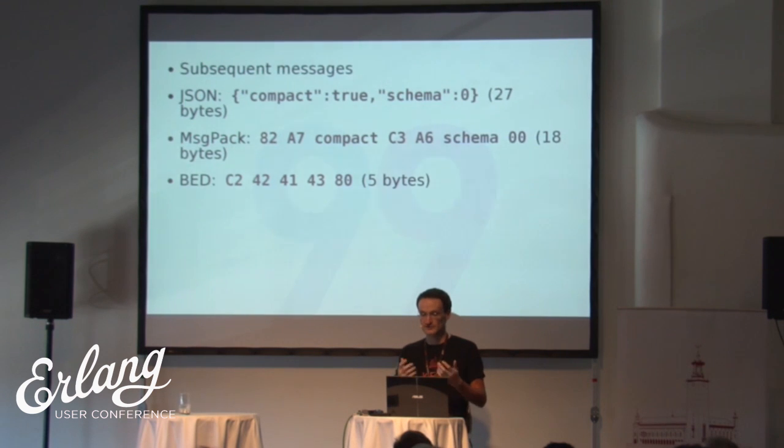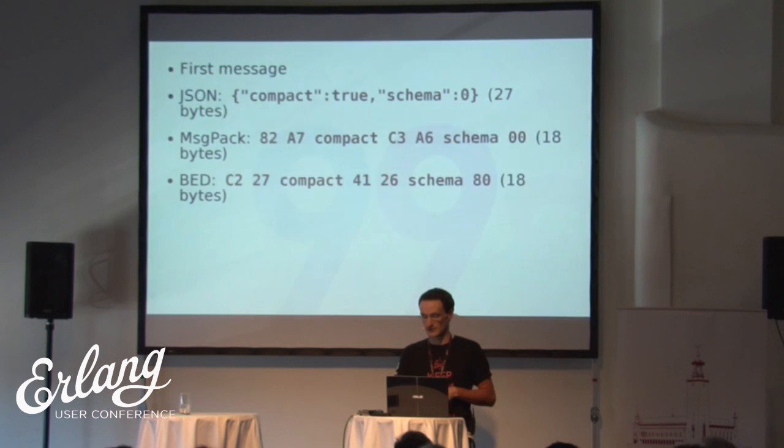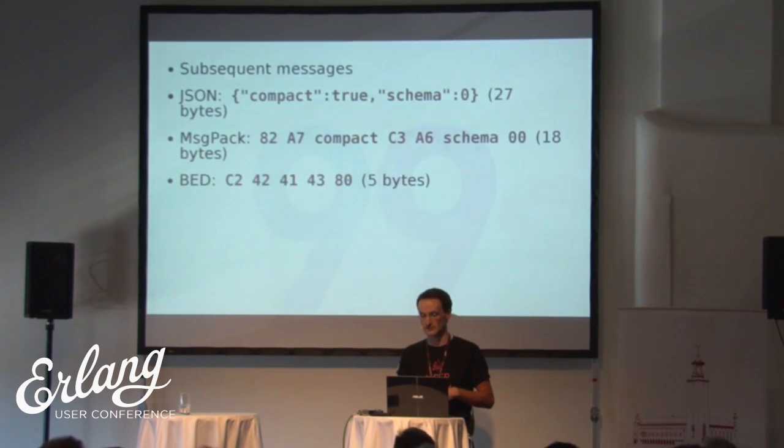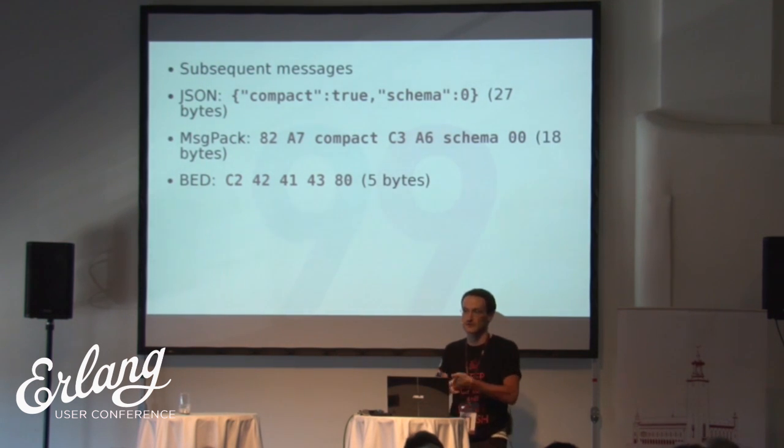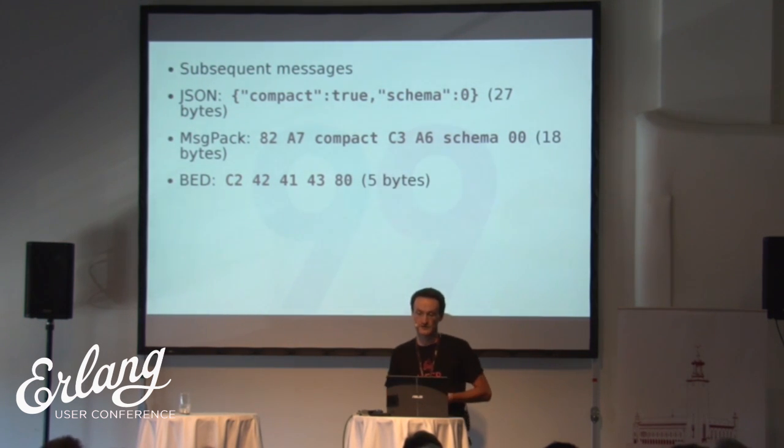And then we only send 5 bytes because we don't have to send the key compact and we don't have to send the key schema. They all become exactly 1 byte. And then we send 5 bytes for everything following instead of 27 or 18. So I think that's pretty cool.